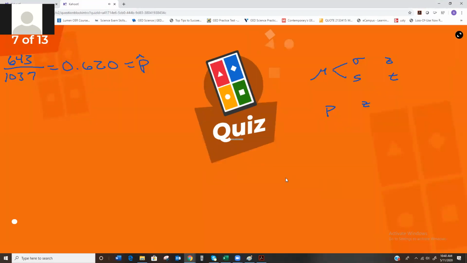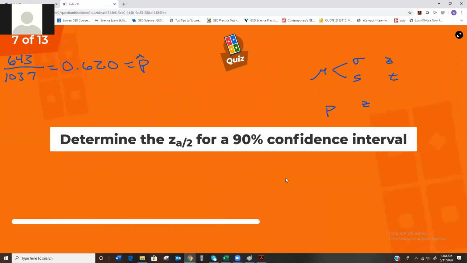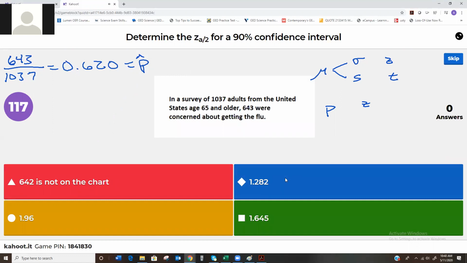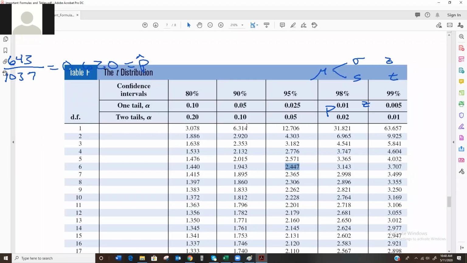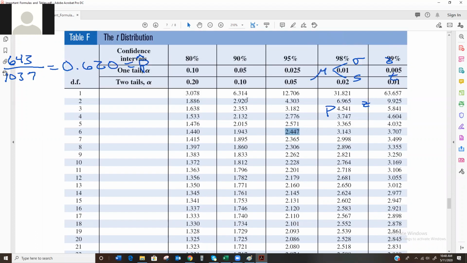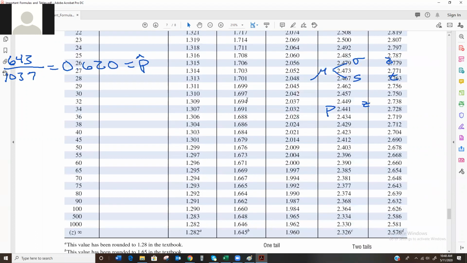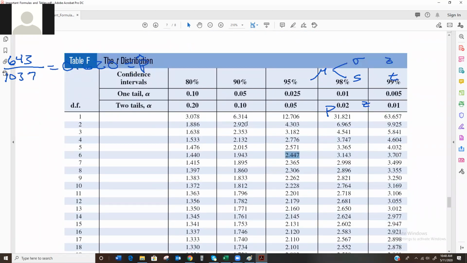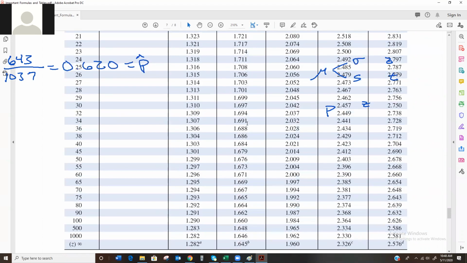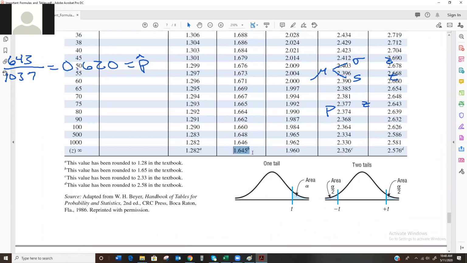All right. So now we need to figure out the Z sub alpha over 2 for a 90% confidence interval. I'll pull the chart up. So it's a 90% confidence interval, and we're doing a Z. So you're looking at your chart at 90%, and because we decided we're doing a Z, we don't have to worry about the degrees of freedom. We can just go to the bottom.